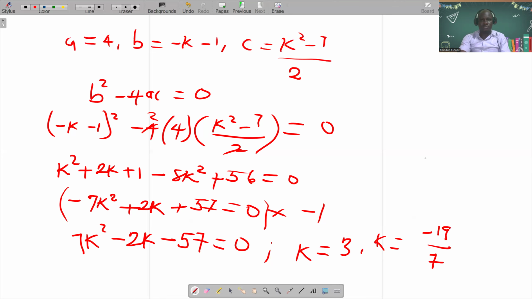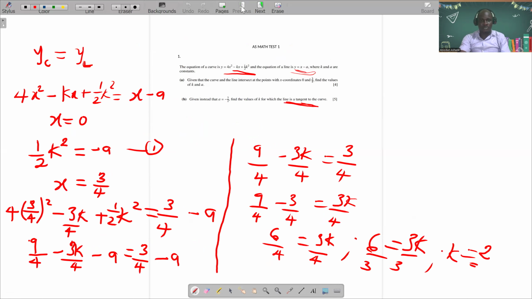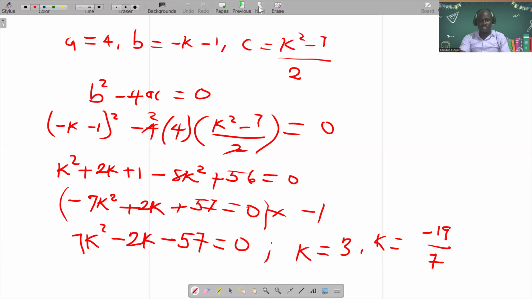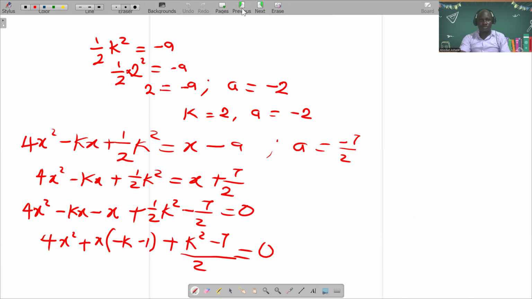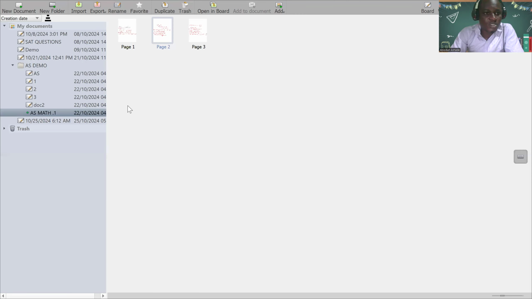So the question says that we should find the values of k for which this line is a tangent. The values of k are, we have two values, 3 and minus 19 over 7. When we are told to find an intersection, when you have a line that is a tangent to the curve, it meets at a point. Or if the line does not meet at a point, that means it cuts the curve at two distinct points, we have it different. We have to use another approach.